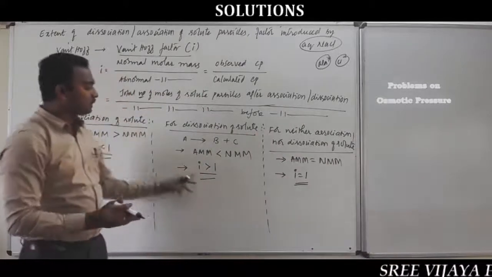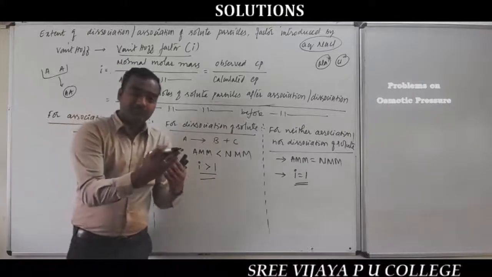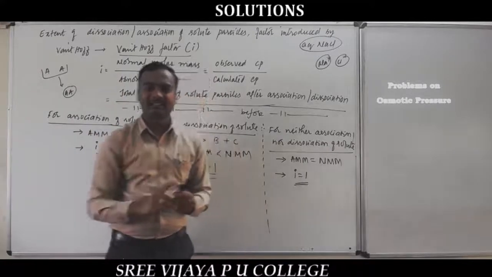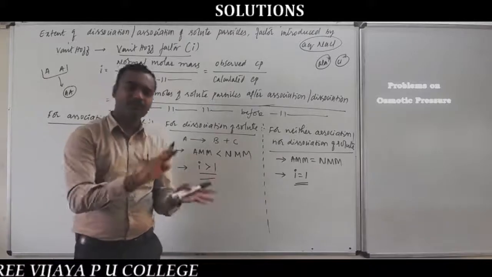So for dissociation, what is the I value? That is greater than 1. So instead of asking about dissociation, they may ask what is the Van't Hoff factor value for electrolytes. It may be a weak electrolyte or a strong electrolyte. Totally, it undergoes dissociation, whether weak or strong.